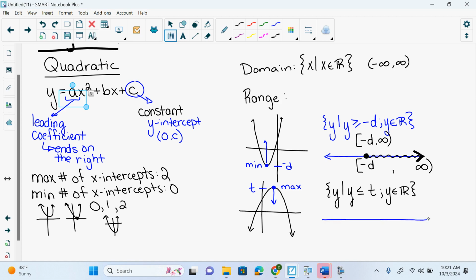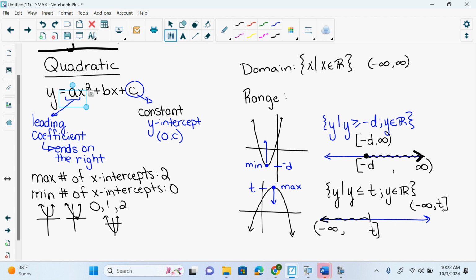If I drew my number line, I put t on it, it's equal to it, so I put a closed dot. It's less than, so it goes this way. What does this arrow represent? Negative infinity. So infinity can never be equal to, so you put a round bracket. T is equal to. So my interval notation would be negative infinity, t. You need to know both of them because they can ask for any of the two. Okay?